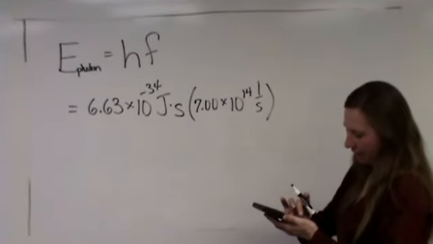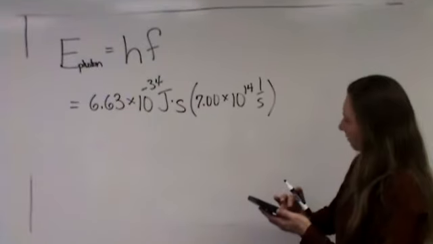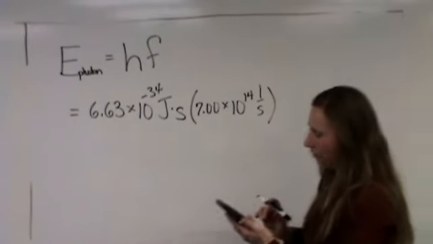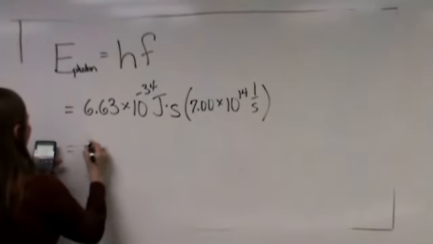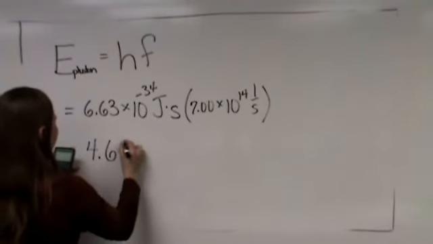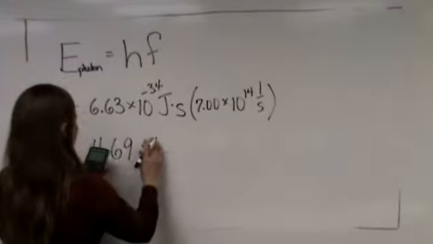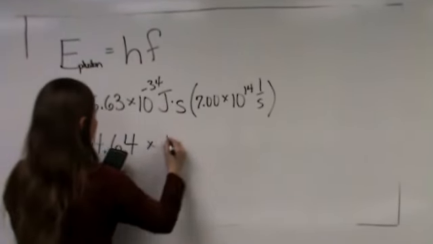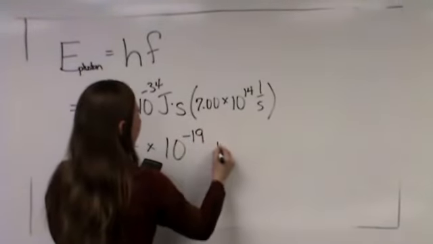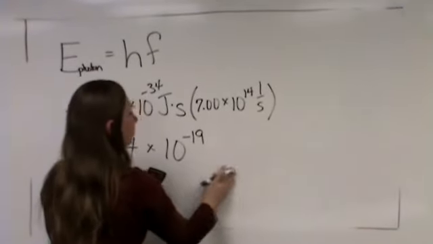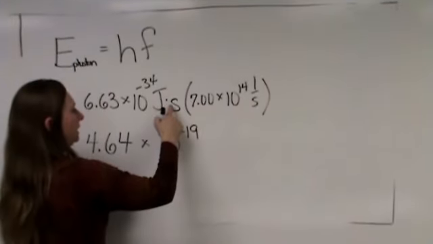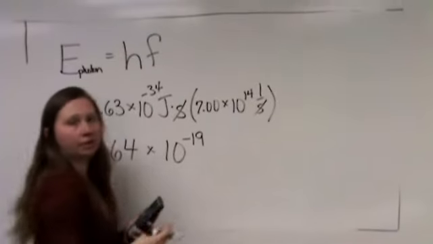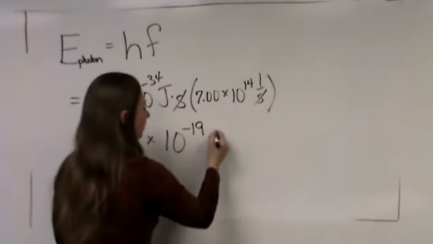All right, so we multiply these together. 6.63 E negative 34 times 7 E 14. And we get 4.64 times 10 to the negative 19. Now, what about the unit? Well, we've got seconds on top, seconds on the bottom. The seconds are going to cancel, and we're left with joules.